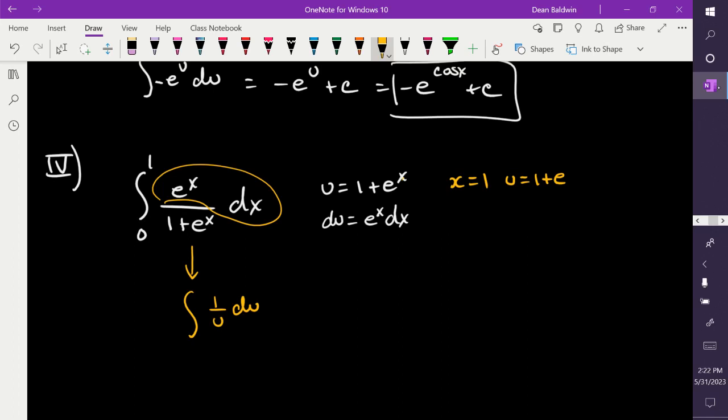All right. And when x is 0, e to the 0 is 1. 1 plus 1 is? So we go from 2 to 1 plus e. Nice bounds.